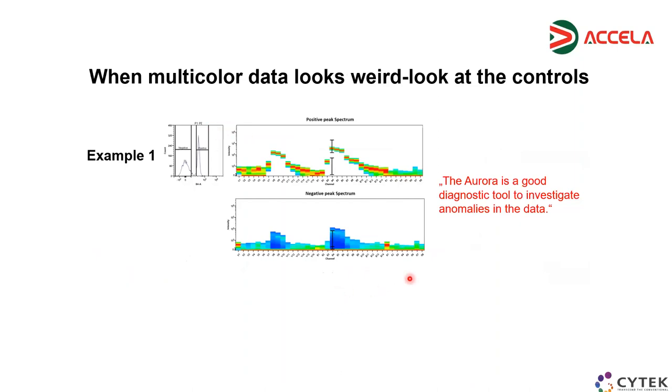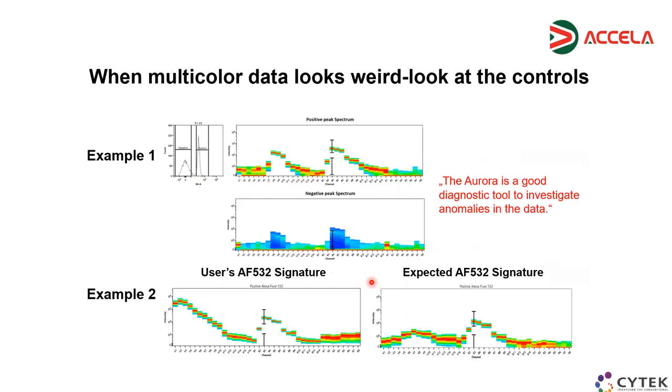As I mentioned, having the spectral observation allows the user to really double check whether there is some cross-contamination in your data. So you can see here the example of the Alexa Fluor 532. This is what we were expecting according to the manual, according to the validation. That's how the signature of the Alexa Fluor 532 looks. And our client sent me this asking for help to interpret why there is such a high background in the violet ray region, where it's not expected for this fluorochrome.